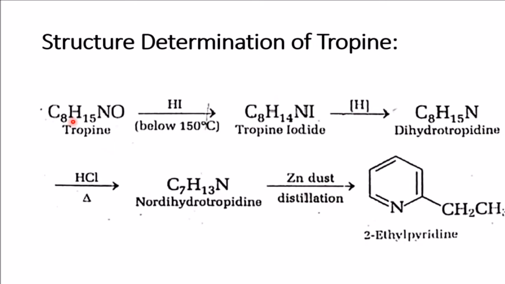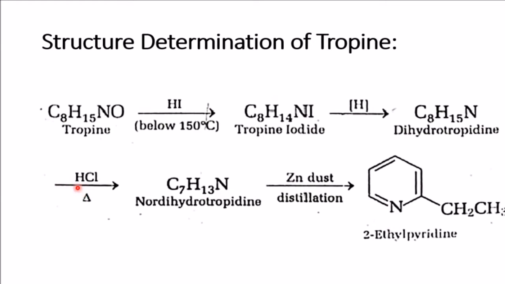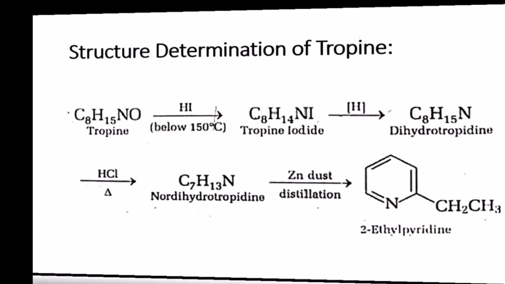Here is the reaction. We have tropine treated with hydroiodic acid below 150 degrees centigrade. We are going to get the iodide, and on doing reduction, we are going to get dihydrotropidine. That dihydrotropidine, on heating with HCl, gives nordihydrotropidine, and on zinc dust distillation, we are going to get 2-ethylpyridine. So this is the structure of 2-ethylpyridine.